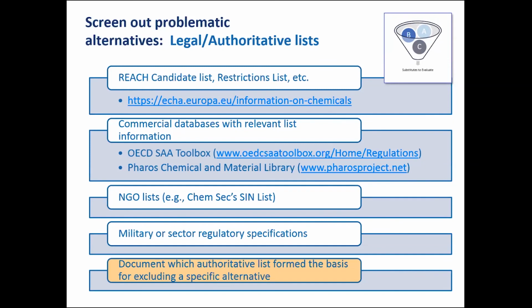If your company supplies the defense, aerospace, automotive, pharmaceutical, food, or other sectors, you may well have to address unique specifications that limit your use of certain chemicals. Another example is the AFIRM restricted substance list that we talked about earlier. You should carefully document which authoritative lists or restrictions formed the basis for excluding any potential alternatives you have considered.